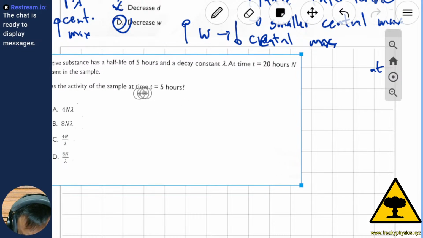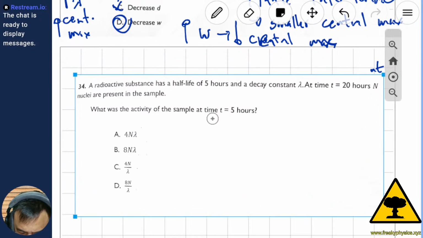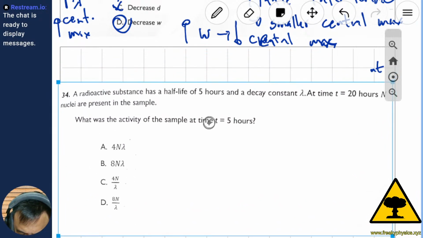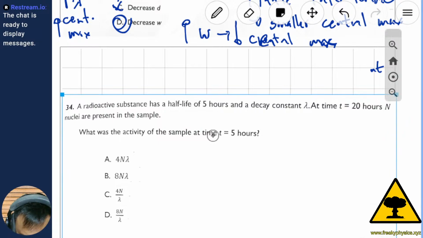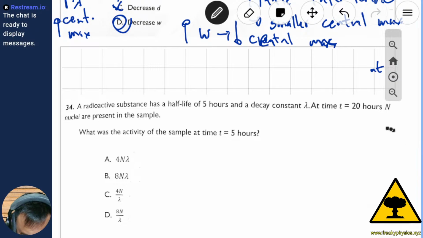Okay, so this thing has a half-life of 5 hours and a decay constant lambda. At time 20 hours, N nuclei are present in the sample. What's the activity of the sample at t equals 5 hours? Okay, so there's an easy way to do this, but there is a formula as well. So let's do the formula first, and then we do the easy way.